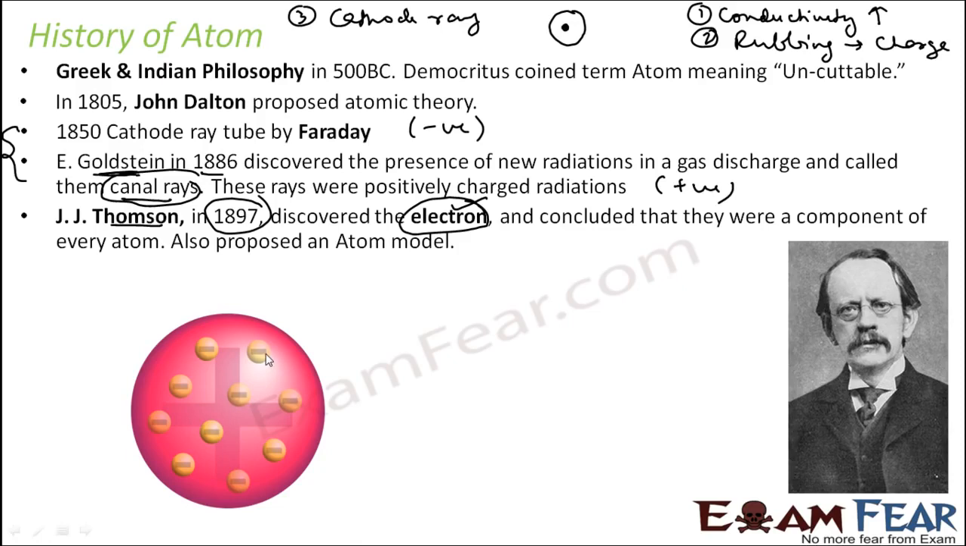He proposed a watermelon model, a plum cake model, where he told that the whole atom is positively charged and it has negative charges embedded in it, you can say the icing on the cake, and overall the cake is neutral. Thus overall the atom is neutral. This was the model proposed by Thomson in 1897, and this is wrong. We'll see that.